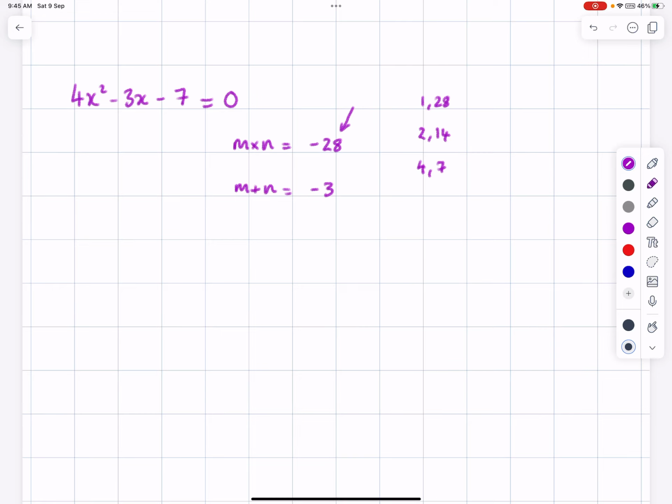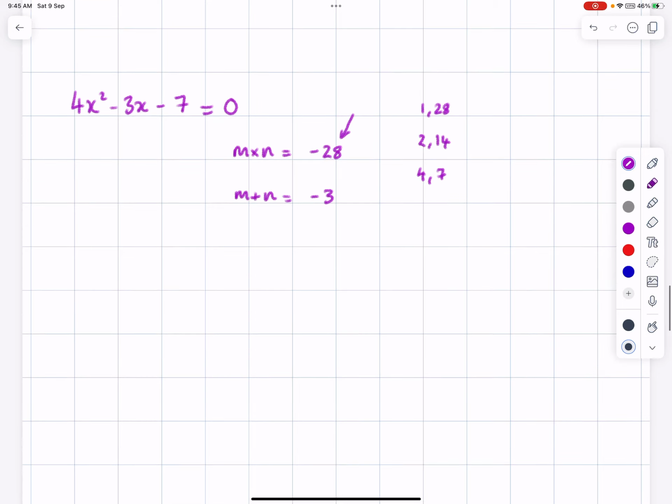But now, because it's minus 28, it's got to be minus 1 and that, minus 2 and that, and minus 4 and that, or 1 and minus 28, 2 and minus 14, and 4 and minus 7. And as I say, when you get quick at this, guys, I wouldn't even have written those ones down. In my head, I would have said 1 and 28, no, I can't get to minus 3 from that. 2 and 14, no, I can't get to 3 from that. 4 and 7, oh yeah, 4 and 7, there's a difference of 3.